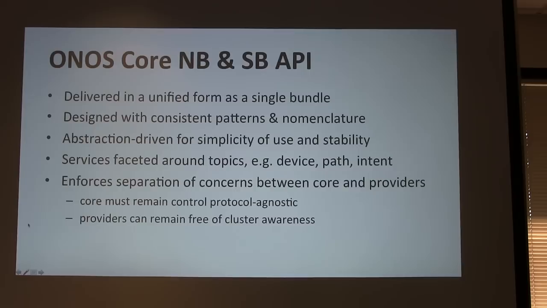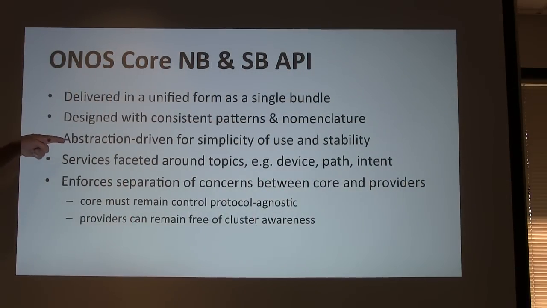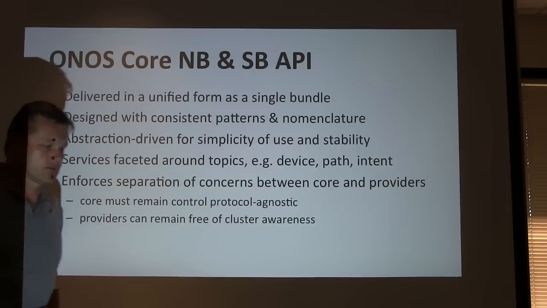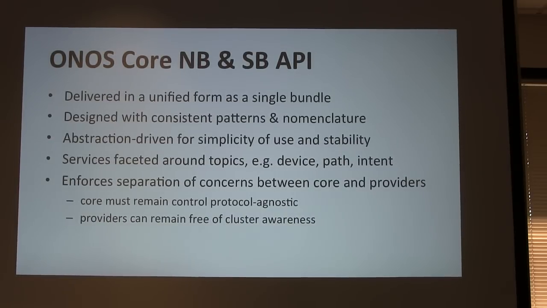The idea is abstraction. So how do you abstract them? The idea right now is to abstract various network-related concepts: devices, ports, links, paths, topologies, flow rules, flow metrics, and provide services and APIs to be able to exchange them with the system, with the core.